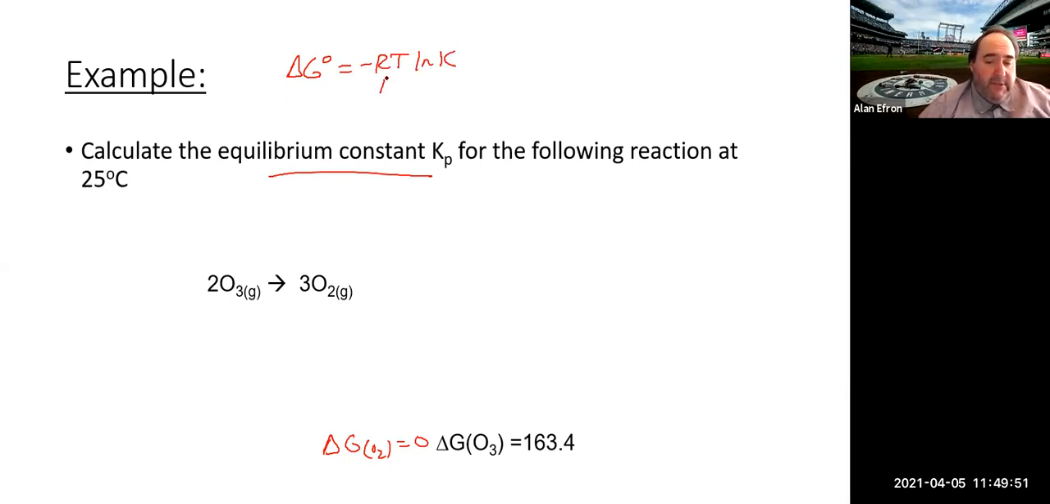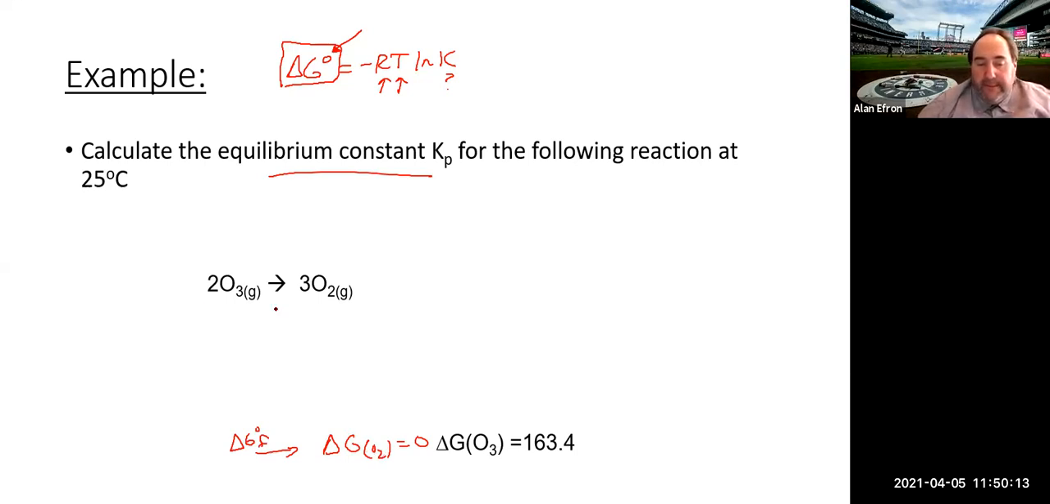Again, we do have R, which is a constant. We do have the temperature given to us. We are looking for this, so we do need to find our delta G naught. Again, if you have no other information given to you and you're looking for a delta G naught, that's when you would go to the table and find these delta G naught of formation values. That's, again, pretty much where you find that.